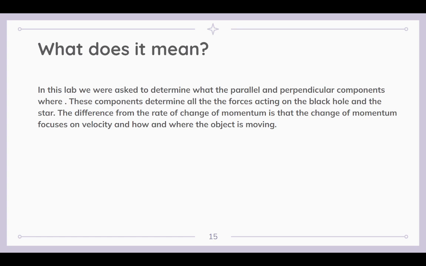What does it mean? In this lab, we were asked to determine what the parallel and perpendicular components were. These components determine all the forces acting on the black hole and the stars. The difference between the rate of change of momentum is that the change of momentum focuses on velocity and how and where the objects are moving, while parallel and perpendicular components take into account the change of momentum. That is not their sole purpose. They take into account other things as well.